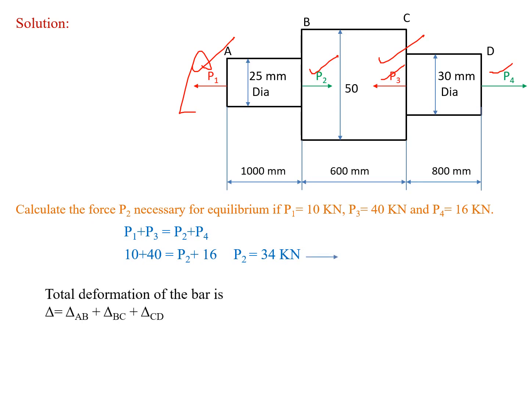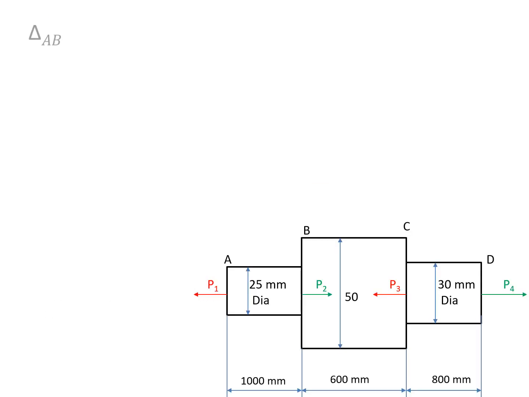We know that the principle of superposition says that the deformation of a member equals the summation of the deformation of the individual sections. So delta equals the deformation of the AB section plus the deformation of the BC section plus the deformation of the CD section. First we have to find the deformation of the AB section, that is delta AB. For this, draw a free body diagram of the AB section.